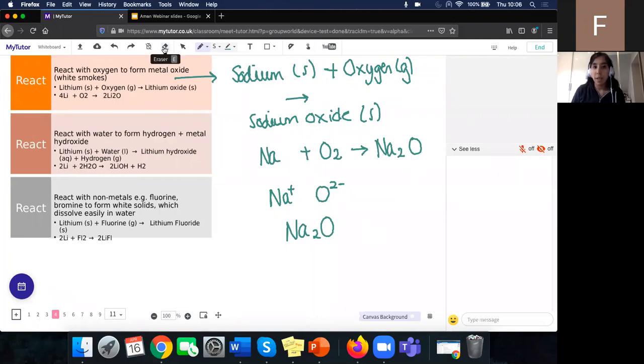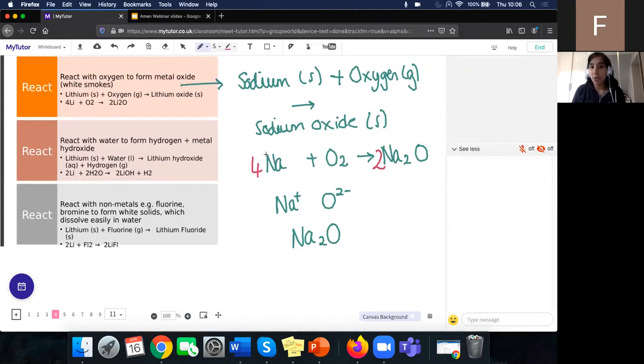And then if we're going to balance that, remember, we look at what's different first. So if we have a look, our sodiums are not equal because we've got 1 on the reactant side, 2 on the product side, and our oxygens are not equal because we've got 2 on the reactant side and 1 on the product side. So first of all, we know we're going to have to make this 2 because we need our oxygens to balance. And now our sodiums have become 4, so that means we need 4. So that's the full balanced equation of sodium reacting with oxygen.